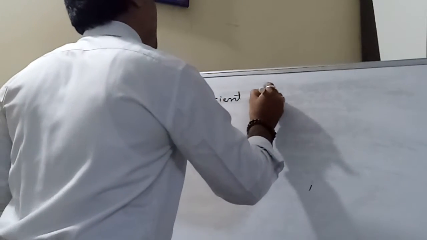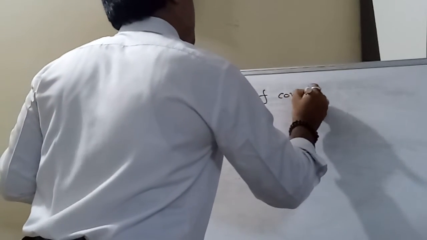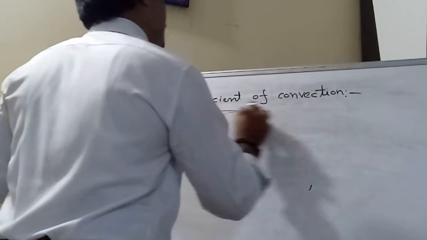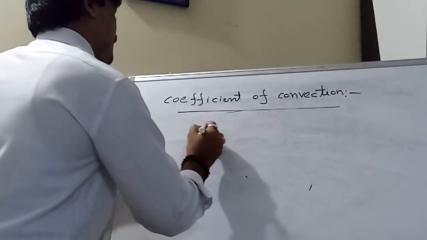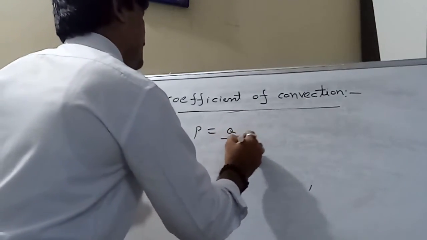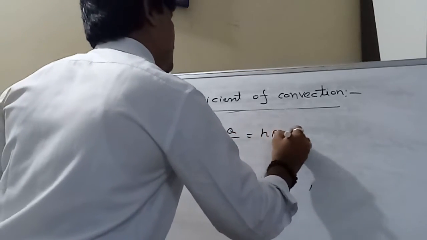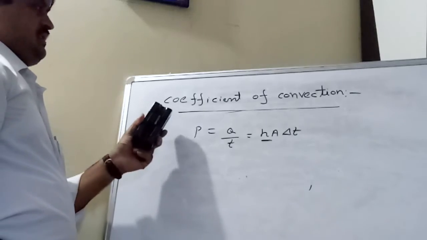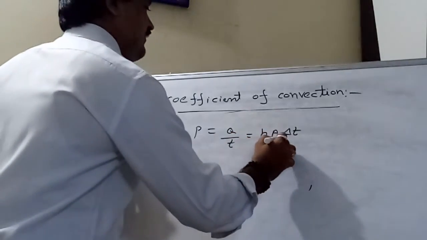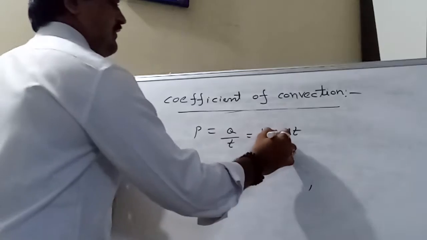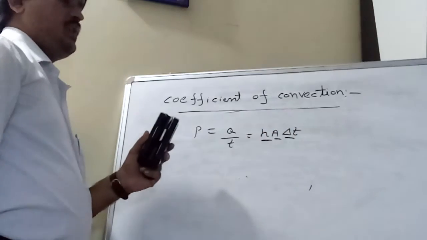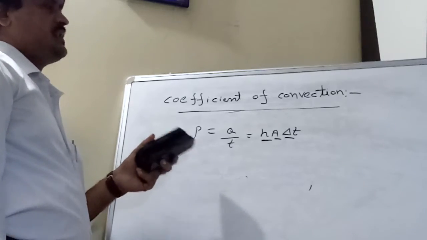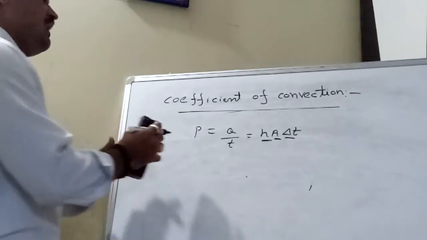Next, coefficient of convection. P is equal to Q by t, that is equal to h A delta theta. Here h is the coefficient of convection. A is the area of cross section of the fluid. Delta theta is the temperature difference between the surface and the fluid. That is the coefficient of convection.